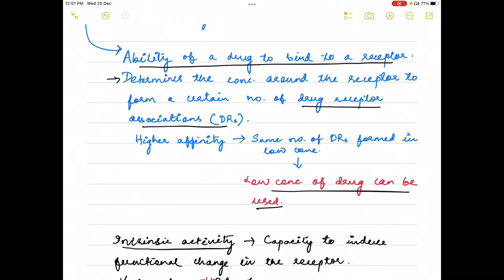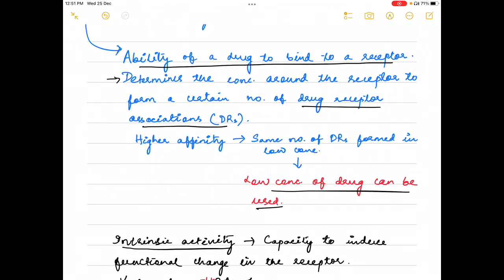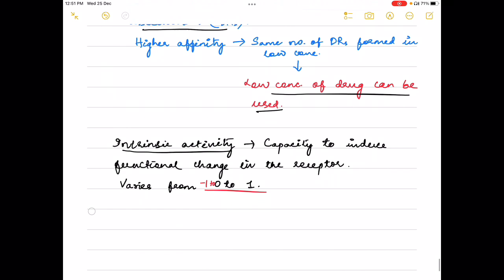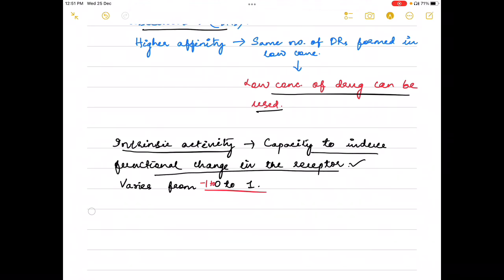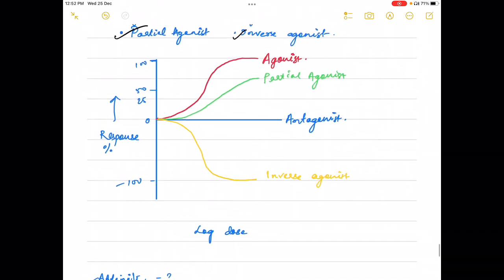Now mind you, all types of drugs acting via receptors, agonist, antagonist, inverse agonist, and partial agonist, possess some affinity for the receptors. Now, coming to what is intrinsic activity. Intrinsic activity is the capacity to induce a functional change in the receptor, and it varies from -1 to 0 to +1. Based on this, they are divided into four types.